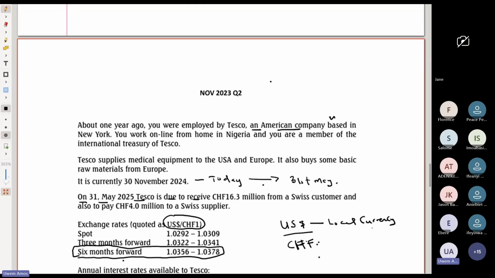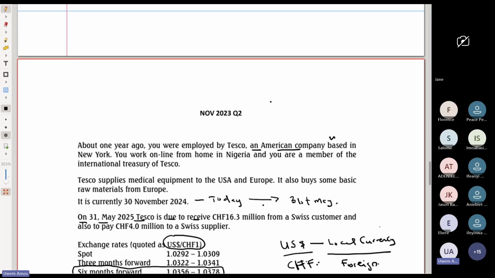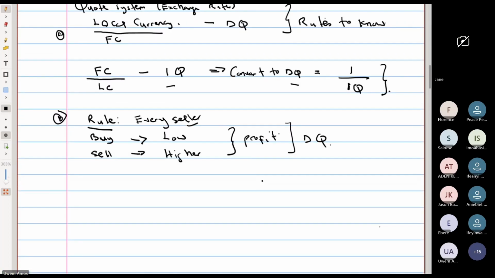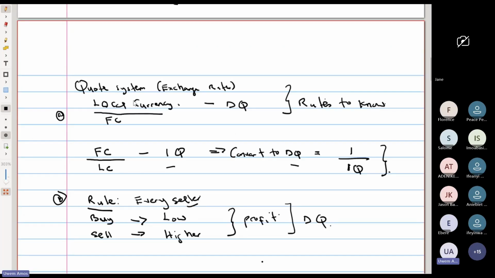The Swiss franc is foreign to us because that is not our currency. It's a foreign exchange to us. So that means that our exchange rate is quoted local over foreign. And if an exchange rate is quoted local over foreign, what quote system is that? If it is quoted local over foreign, it is a direct quote.